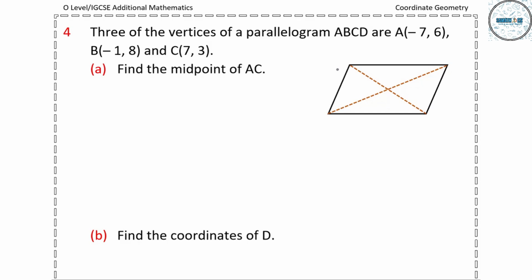Three of the vertices of parallelogram ABCD are A (-7, 6), B (-1, 8), C (7, 3), and the coordinates of D, which we have to take out in the next part. So we can consider these coordinates as X, Y. First of all, we have to find the midpoint of AC.